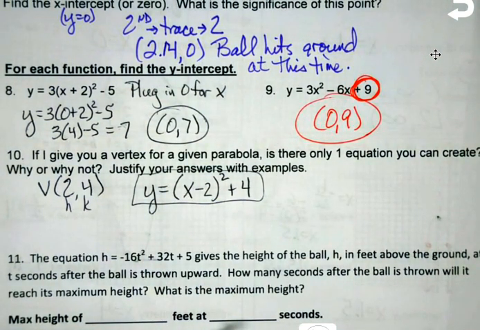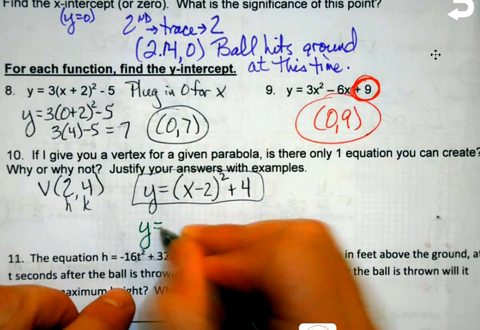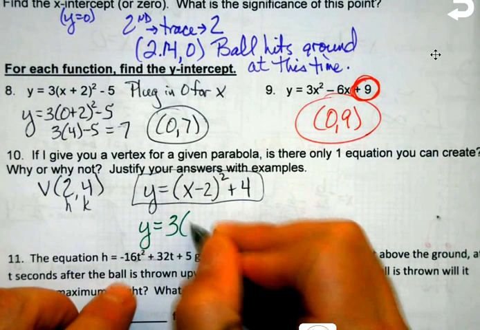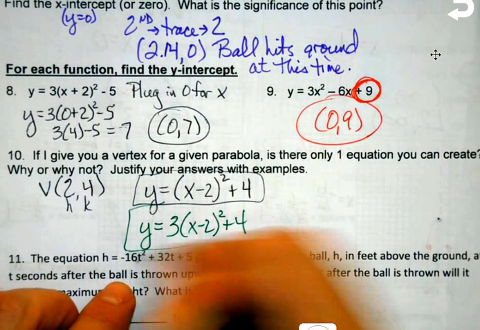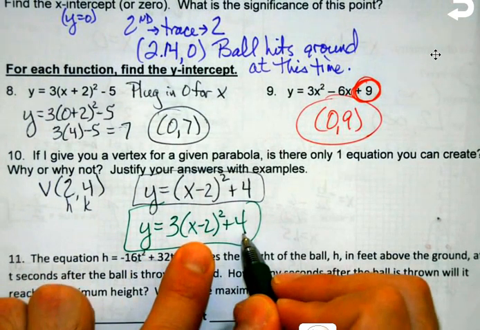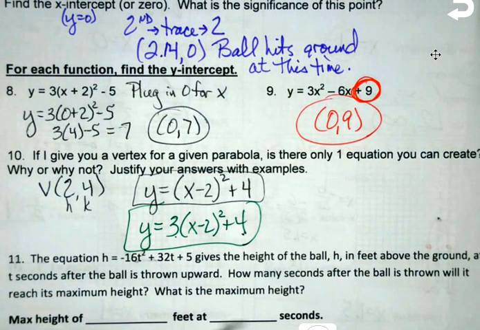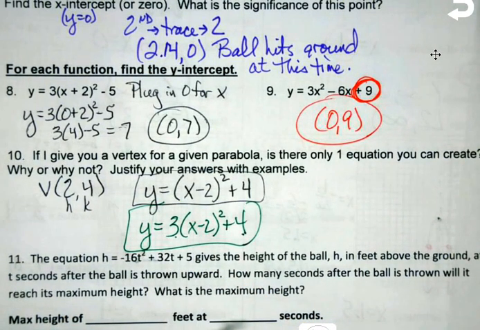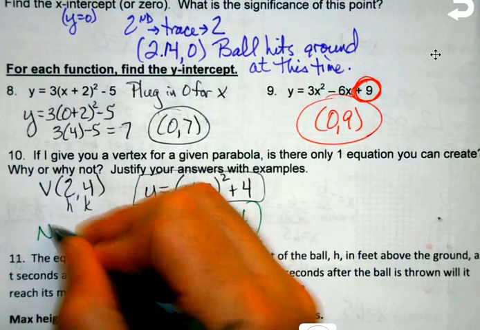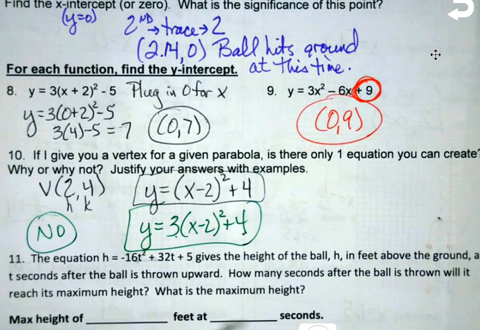Is there a way I could change that to make another equation? Yeah. I can change the a value. I could say, okay, I'm going to stick a 3 in front of this now. Everything else stays the same. Same vertex. They both have a vertex at 2, 4. But this one's going to be skinny. This one's not going to be as skinny. That's my parent graph. So, is there only one? No. Why or why not?